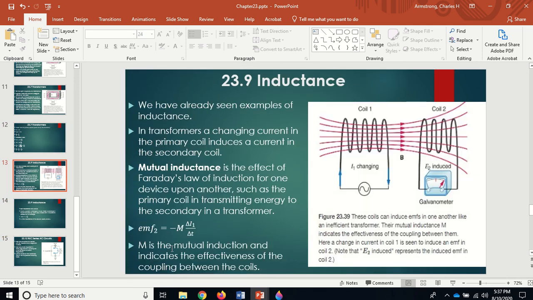All right, so we have already seen examples of inductance. In transformers, a changing current in the primary coil induces a current in the secondary coil. Mutual inductance is the effect of Faraday's law of induction for one device upon another, such as a primary coil transmitting energy to the secondary in a transformer. Okay, EMF2, that's the EMF we get over here. It's going to be equal to this thing called the mutual induction times the change in the current over change in time. Okay, M is the mutual induction and indicates the effectiveness of the coupling between the coils. So maybe you want to get as much energy over here as possible. So you want to know how much energy are we going to get over here from this coil here.